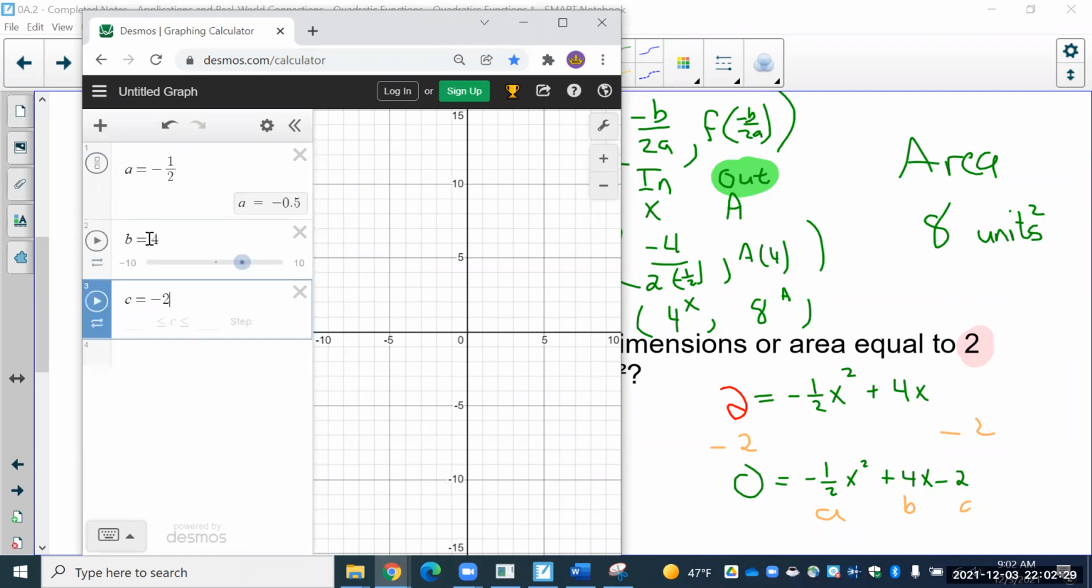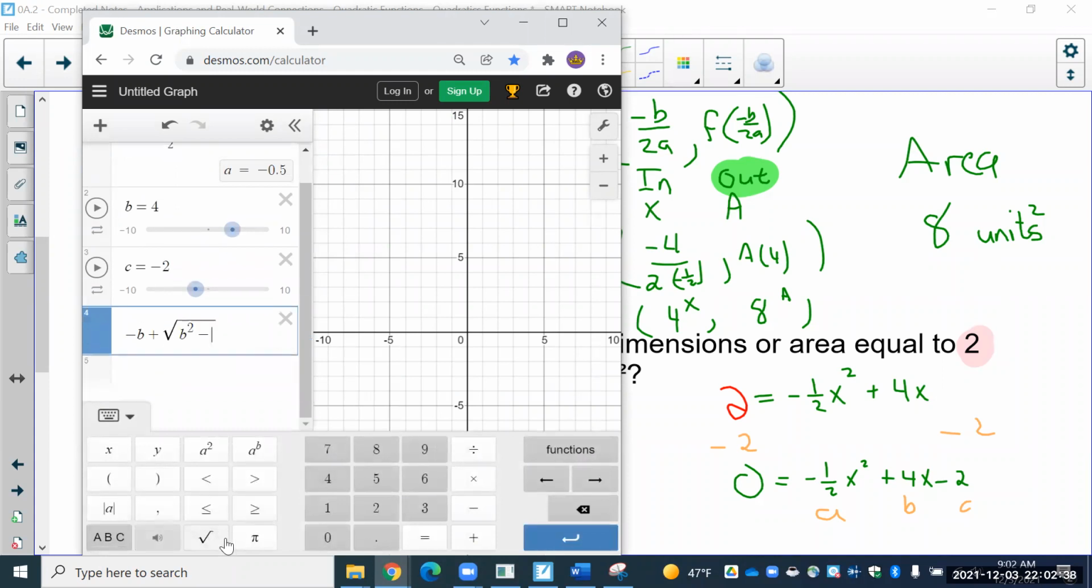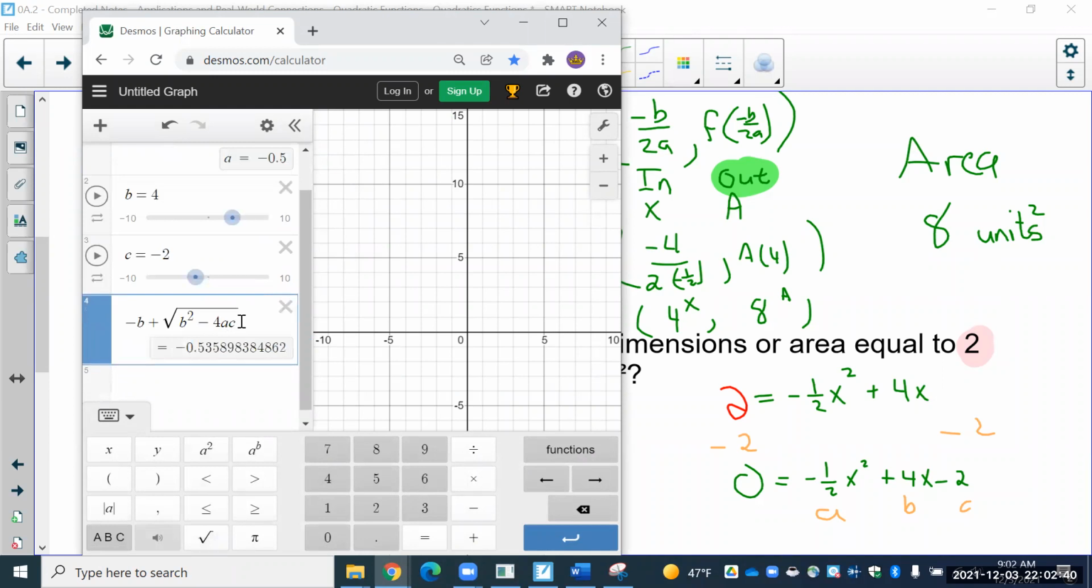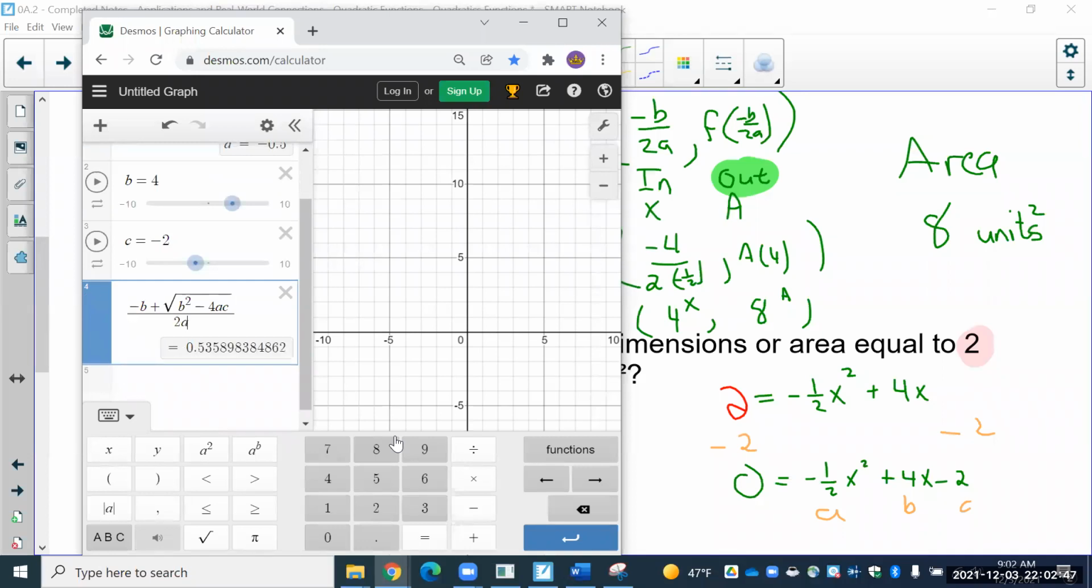So C is -2, and then I'm going to type in the quadratic formula, minus B plus square root in the keyboard, B squared minus 4AC. I'm going to highlight the whole thing and divide by 2A, and I get one answer. I can't hit A. There we go. That is, I would have an X value of 0.5354.